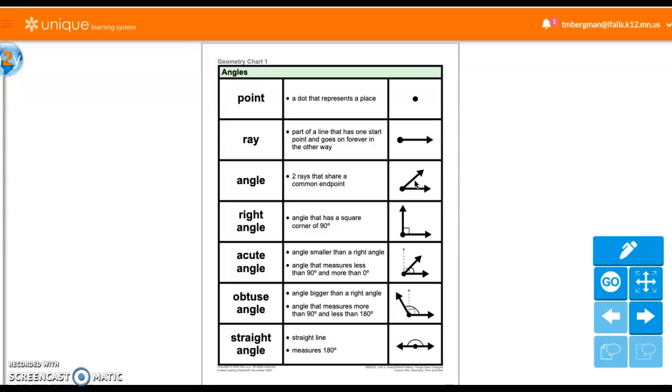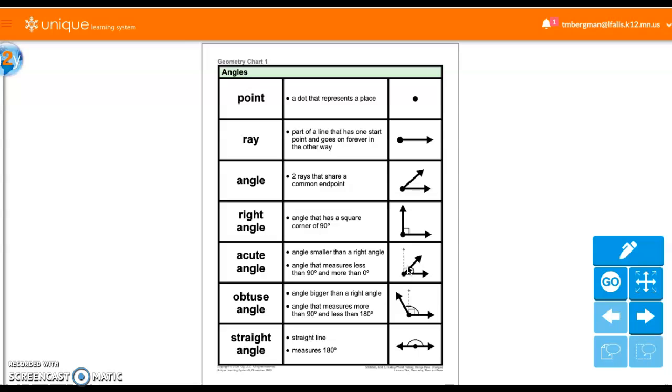An angle, so two rays that share a common point. So here's the point that they share. A right angle, if you remember, is 90 degrees. An acute angle is less than 90 degrees. An obtuse is larger than 90 degrees. See how these have a little square in them?